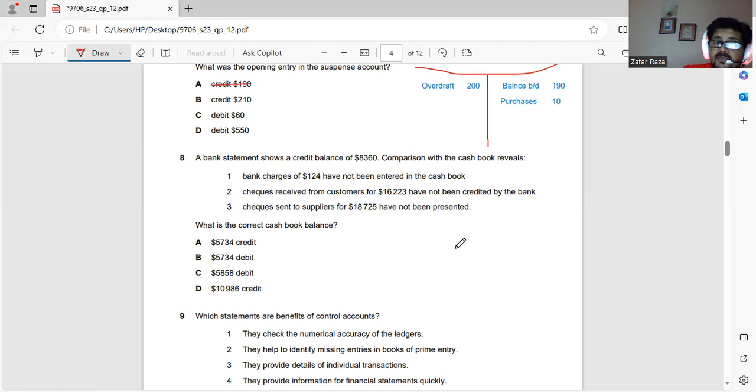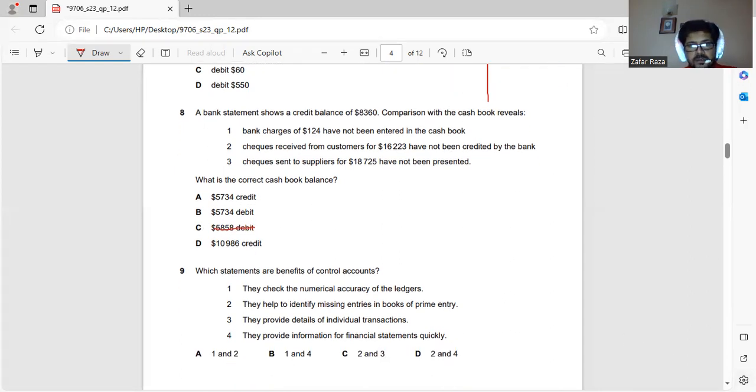But the question is, what is the correct cash book balance? So what we have to do is subtract 124 again as bank charges. So 5,858 debit balance is the answer. So this is our answer. Answer C, C option is the answer, because they've asked you the correct balance of the cash book. Getting my point clear? Okay.